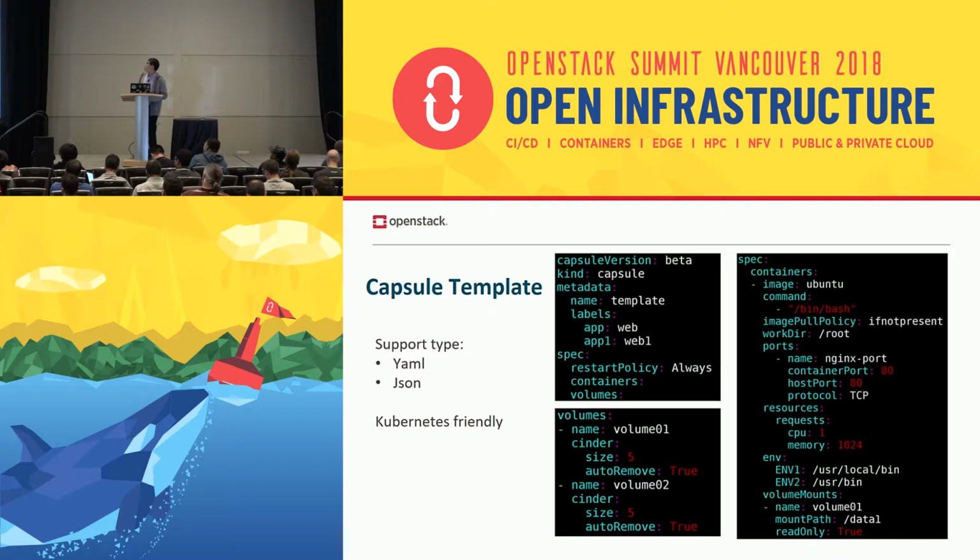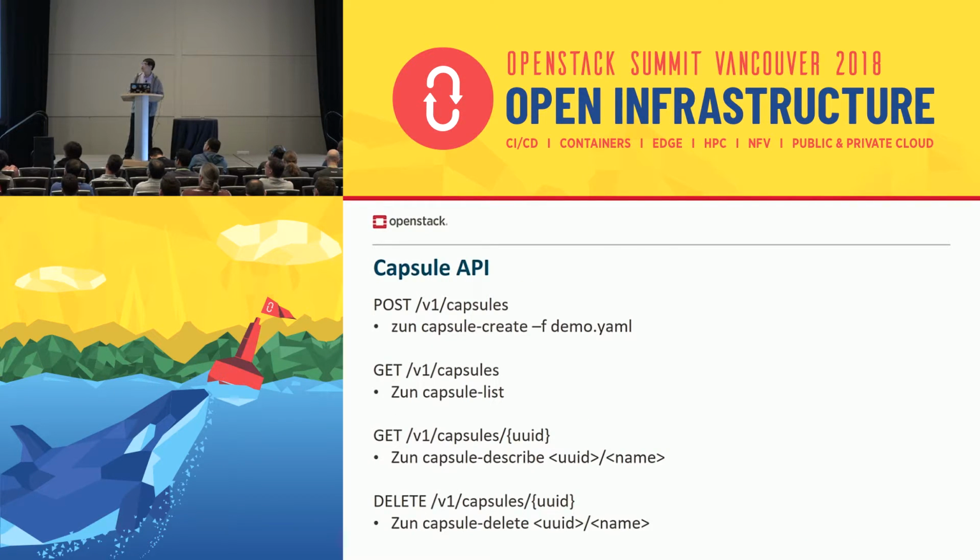Here, we have defined the capsule template. For users, you could just use this template to create a capsule. For integrating with the Kubernetes pod, we have defined a Kubernetes-friendly template. So if you're familiar with Kubernetes, it's very easy to create a capsule inside Zun, with just one command. Here we have defined four capsule APIs: capsule create, list, describe, and delete. These four APIs will offer support for users.